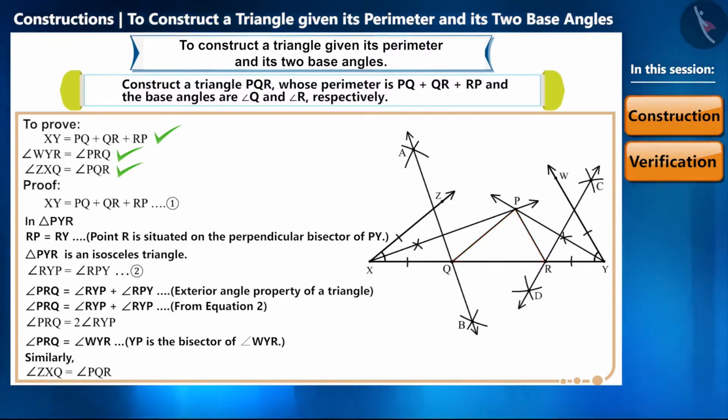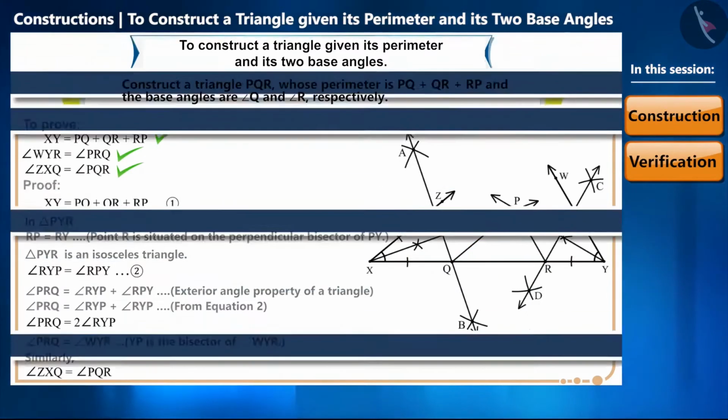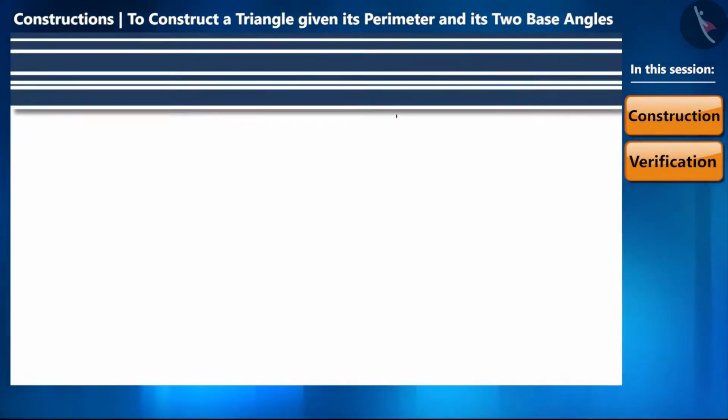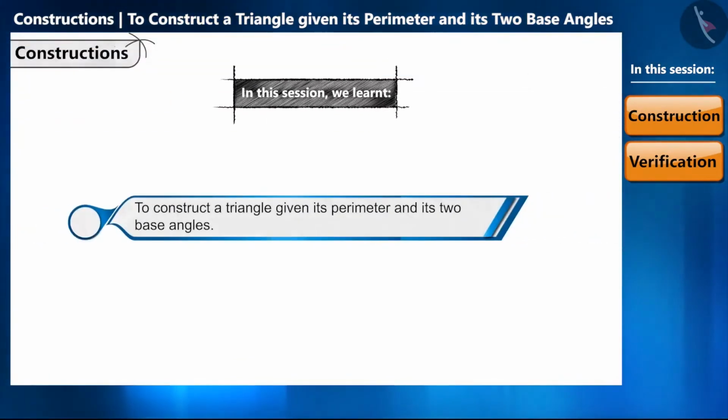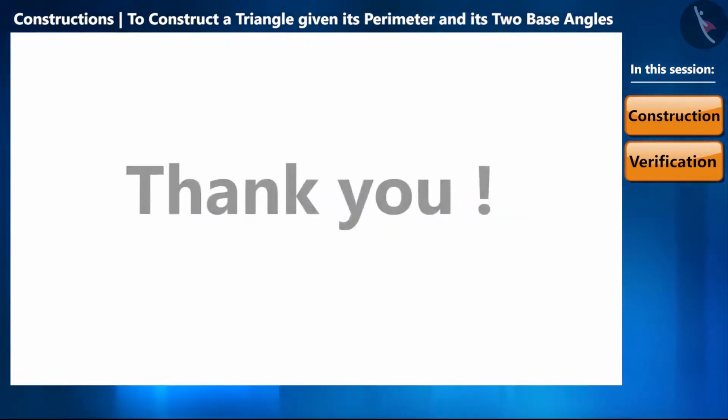Thus, in the next session we will solve some questions based on this construction and will construct the triangle according to the given measurement. In this session, we learned to construct a triangle given its perimeter and its 2 base angles. Meet you in the next session. Thank you.